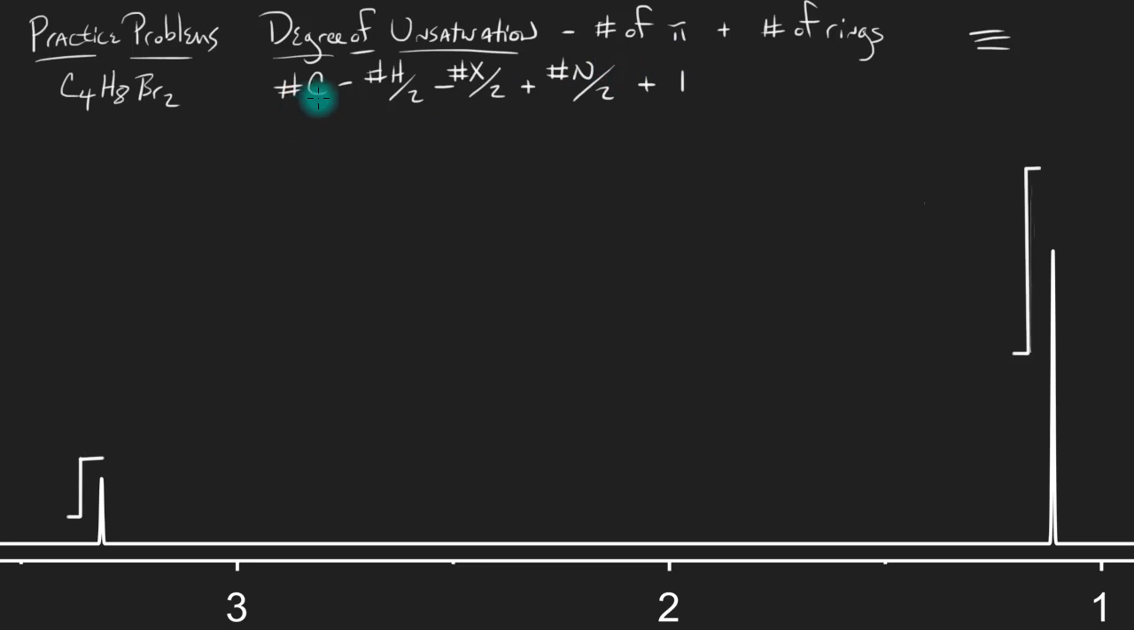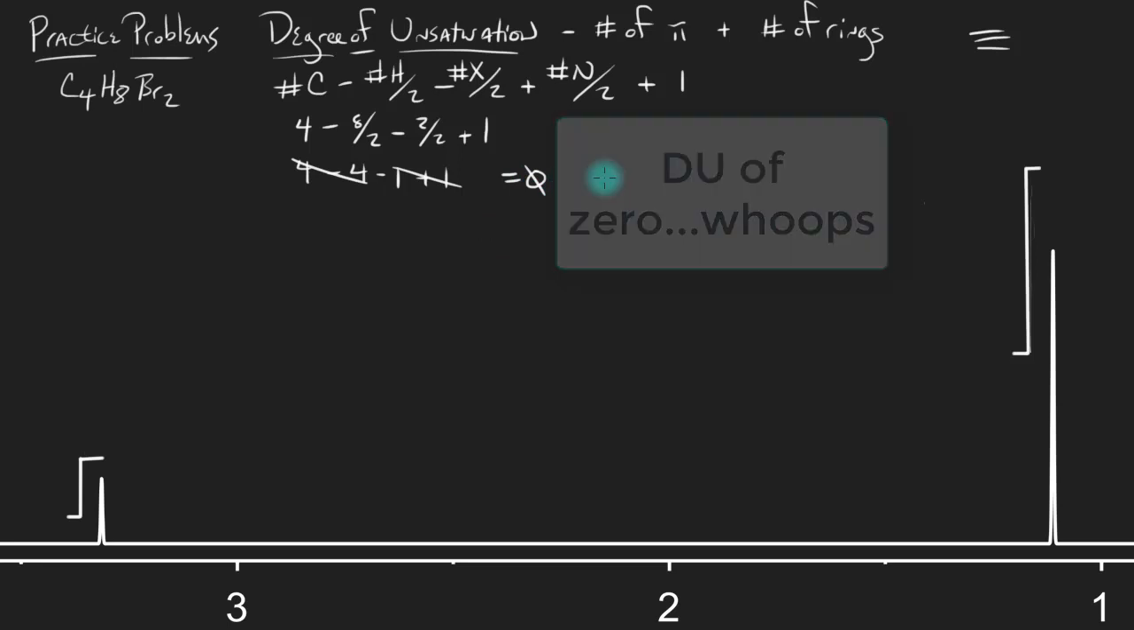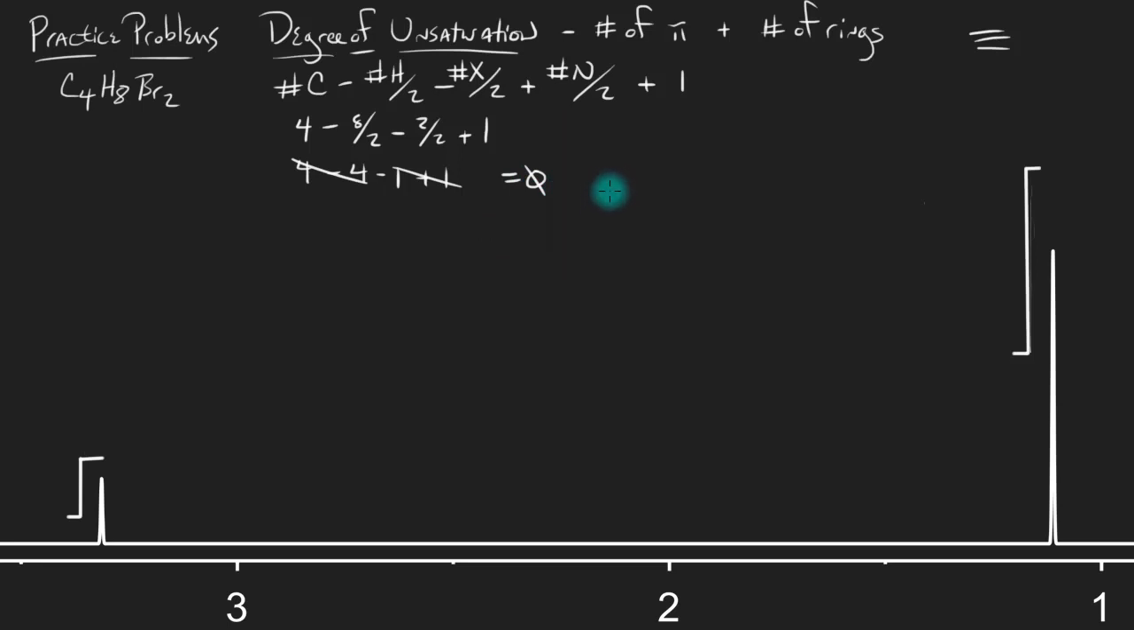So for this molecule, the way we would do the calculations is we'd say, well, we've got 4 carbons, we've got 8 hydrogens divided by 2, we have 2 halogens divided by 2, we don't have any nitrogens, so we're just going to ignore this term, and then we're going to tack on 1 at the very, very end. So what we've got is 4 minus 4 minus 1 plus 1. These guys cancel out, and then minus 1 plus 1, these guys cancel out. So it looks like our degree of unsaturation is 0 for this molecule. So although a DU of 0 seems somewhat anticlimactic, it actually gives us a pretty good amount of usable info.